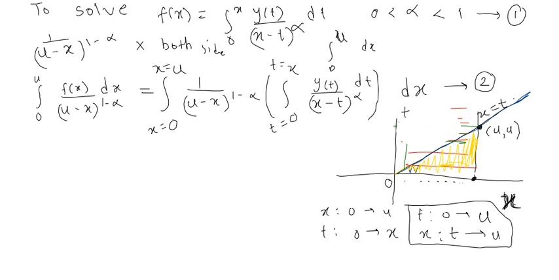u is this line, right? So t is varying from 0 to u. It is taking this, and then x is varying from t to u. So it is this t to u. So we will get this region. So the common region of integration will be what?